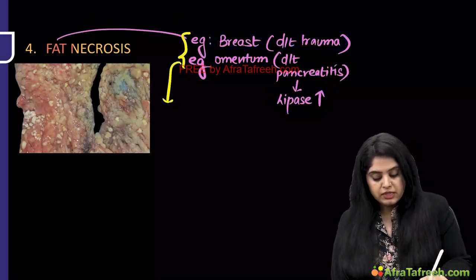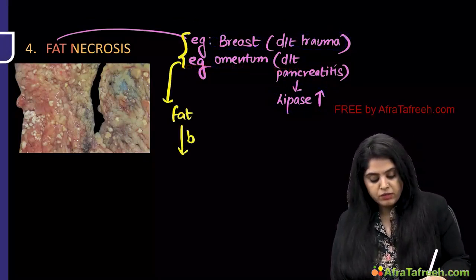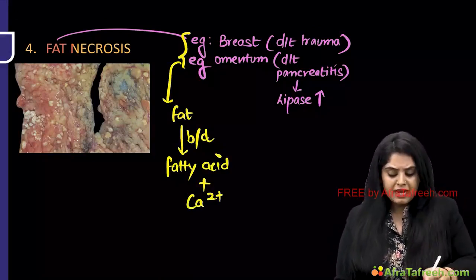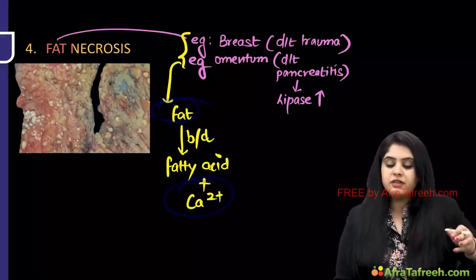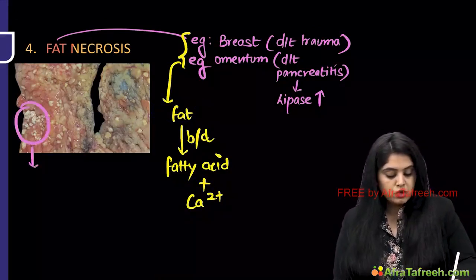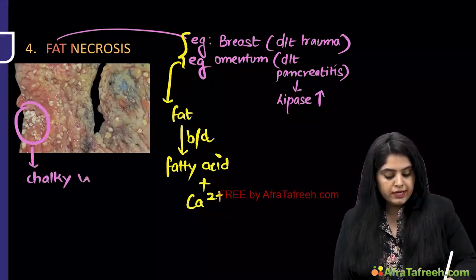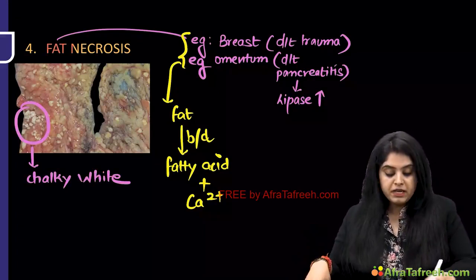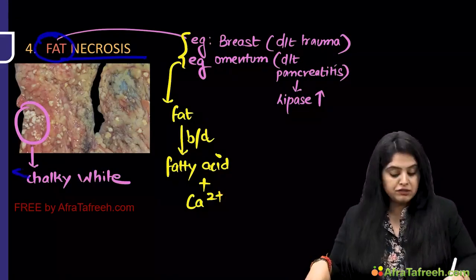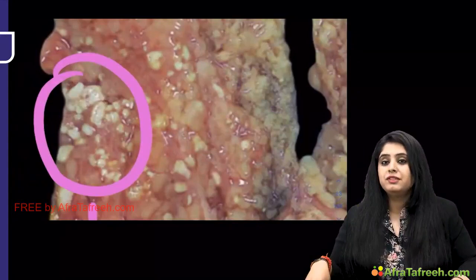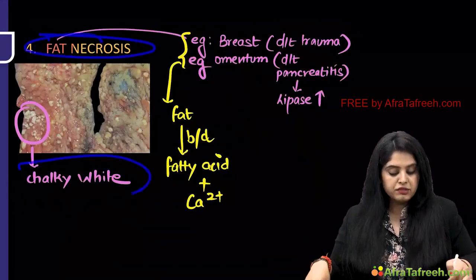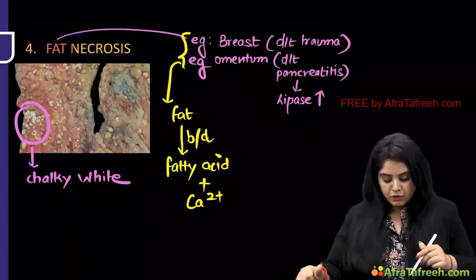Whatever may be the situation, the fat that is going to break down is going to break down into fatty acid and calcium. And how does calcium look like? All of you know, this is taking you back to school days, that when fat will break down into fatty acid and when calcium will come and stick to it, calcium is going to look like a chalky white area. So simple, start to end. If I have to pick up a case of fat dying or fat necrosis, what areas am I going to pick up? I'm going to pick up these chalky white areas, and that is going to make all the sense over here. So remember, fat necrosis going to show you chalky white area. Sorted. The fourth necrosis is also done.